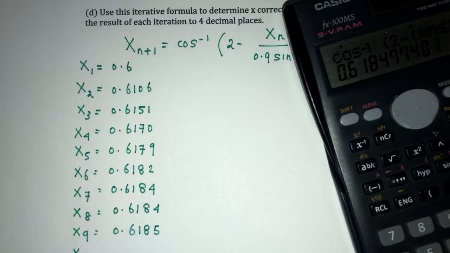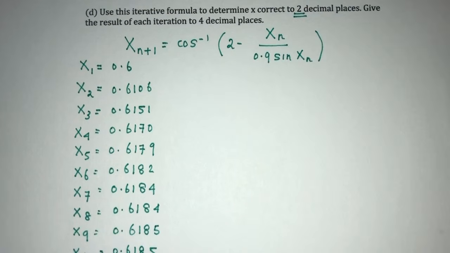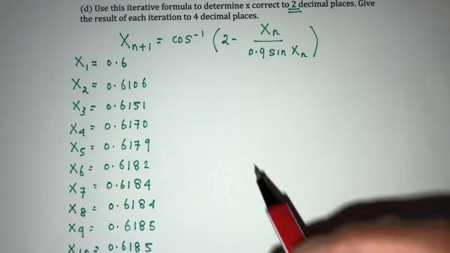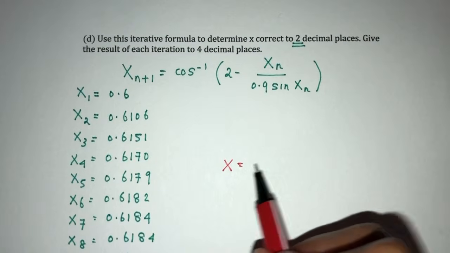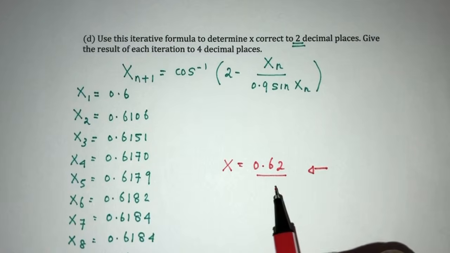So the idea here is you want to show you have done enough iteration so that you have proven your answer converges to a point that you don't need any more iteration. Again, you just have to show you did enough iteration, and then you can just correct your answer to 2 decimal places. That should be 0.62 for your answer.